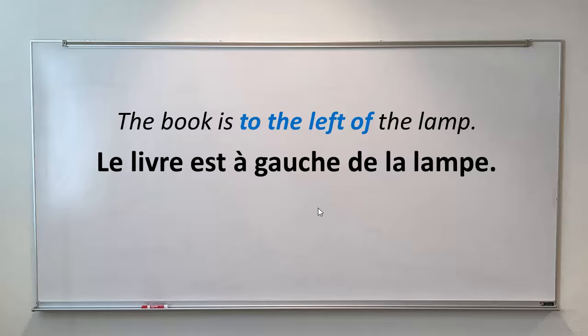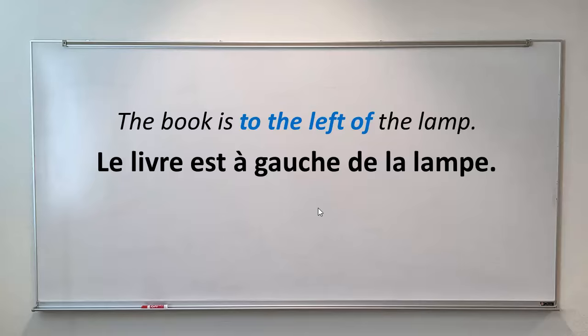Où est le livre? Ça, c'est la question. There's the question. Où est le livre? Where's the book? Le livre est à gauche de la lampe. So you hear à gauche de, to the left of, and you hear la lampe. You find the lampe. There's the book. Fantastic. Perfect. Parfait. Le livre est à gauche de la lampe.